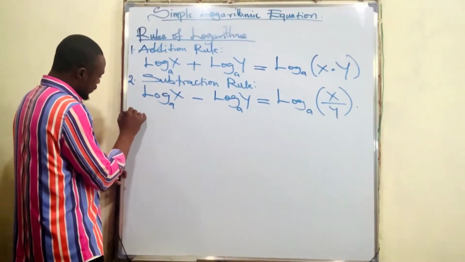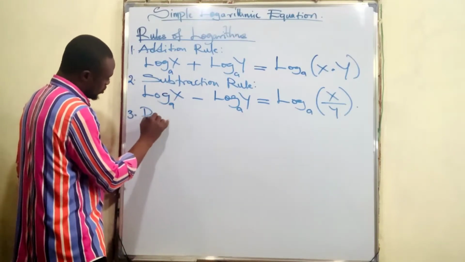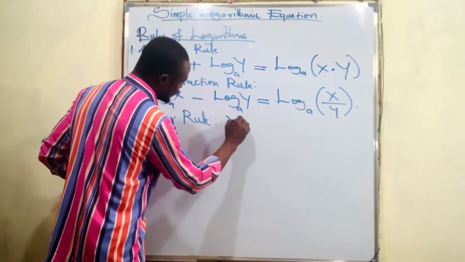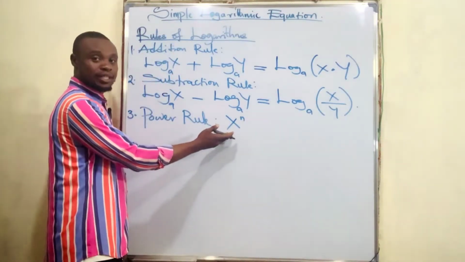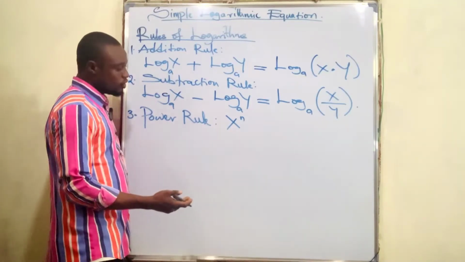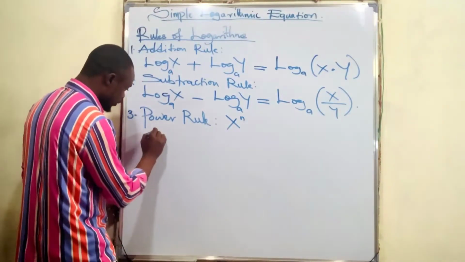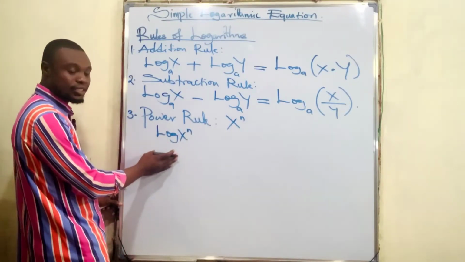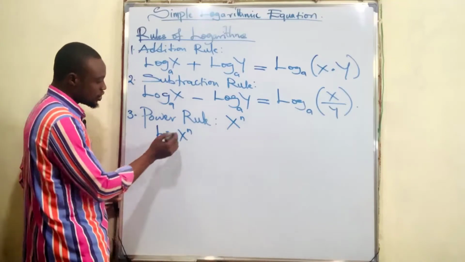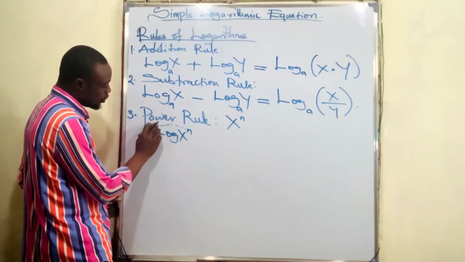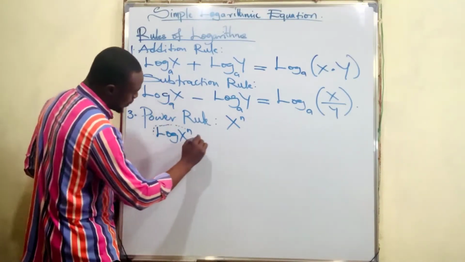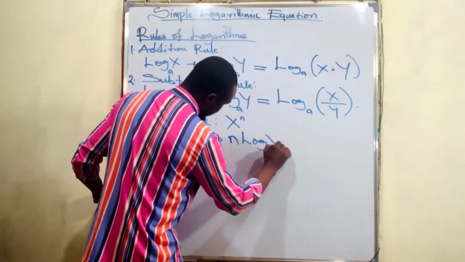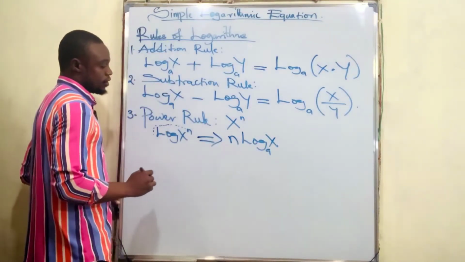Now the third rule is the power rule. This power rule, particularly from indices, is when you have something like this, x to the power of n. So if you have a log of x to the power of n, how do you go about it? Very simple. All you need to do is take the power to the back of the log. So this implies we have n log x all in base a.